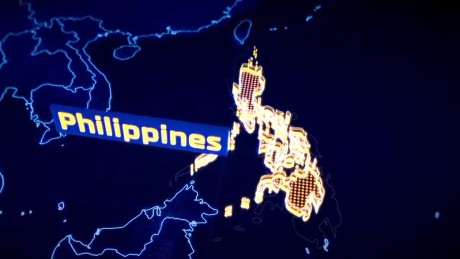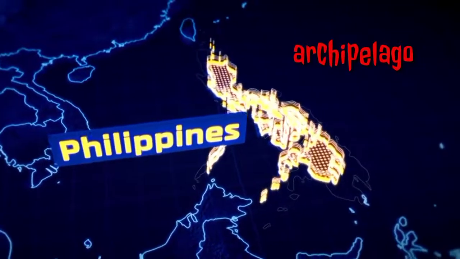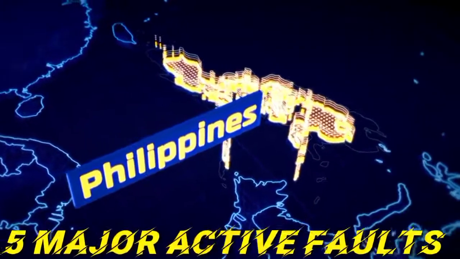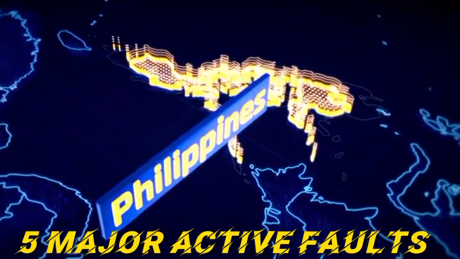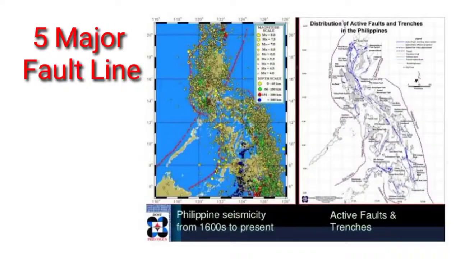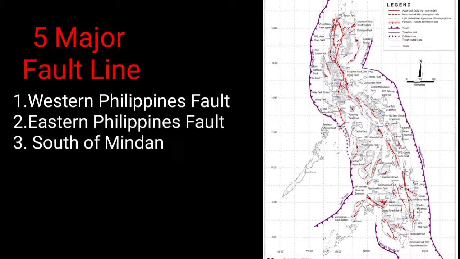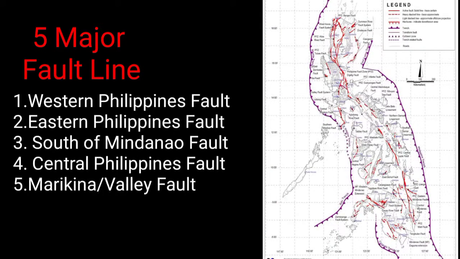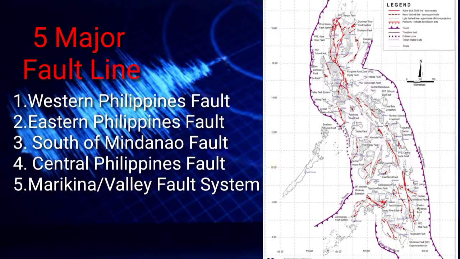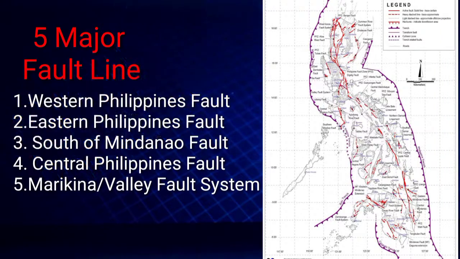Our country, which is an archipelago, consists of numerous faults. There are 5 major active fault lines in the country, namely Western Philippine Fault, Eastern Philippine Fault, South of Mindanao Fault, Central Philippine Fault, and Marikina Valley Fault System. The Central Philippine Fault Zone, consisting of Guinayangan, Masbate, and Central Leyte Fault, are the most seismically active regions transecting the islands of Bondoc to Leyte.